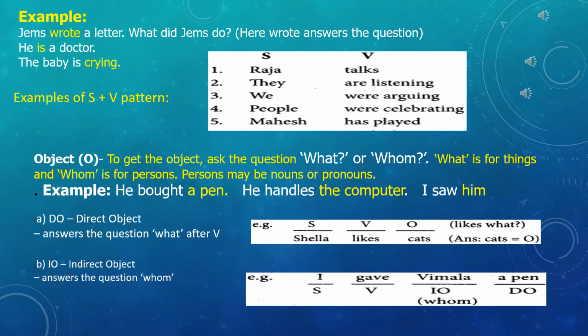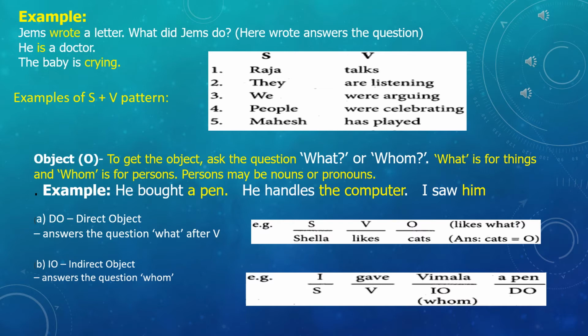So here we need to ask the question what? He bought what? He bought a pen. So it's an object. Here he handles the computer. What does he handle? Here it again says computer. That's an object. I saw him. Whom did you see? Here it tells him. So it's an object. In object, we have direct object, which answers the question what after verb.